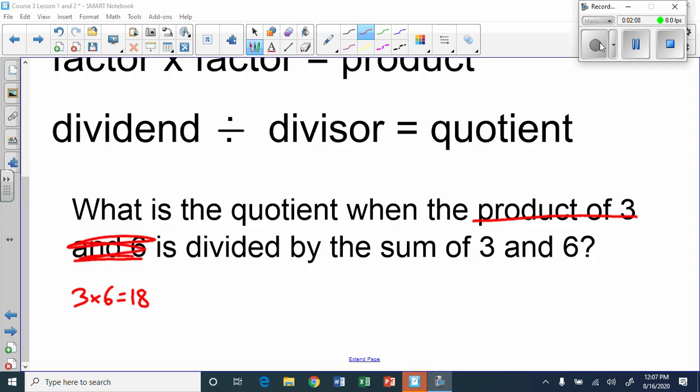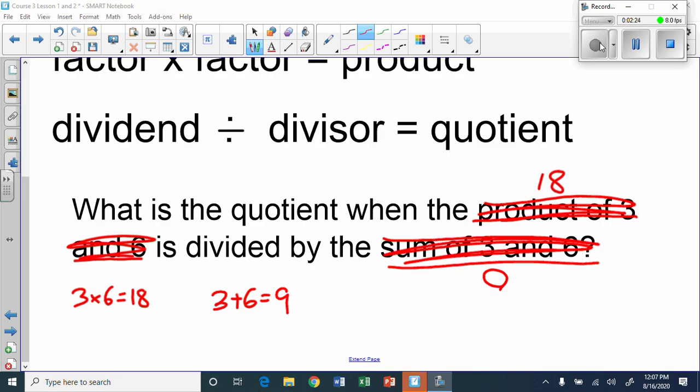So I can take this product of 3 and 6 and put in 18, divided by the sum of 3 and 6. The sum of 3 and 6 is 3 plus 6, which is 9. So I can remove this entire statement and say 9. Now it says, what is the quotient when the 18 is divided by the 9? So 18 divided by 9 is 2. If you have a hard time keeping them all in your head, then go ahead and write out the sentence and do exactly what I did there. Find the parts and take care of those parts.